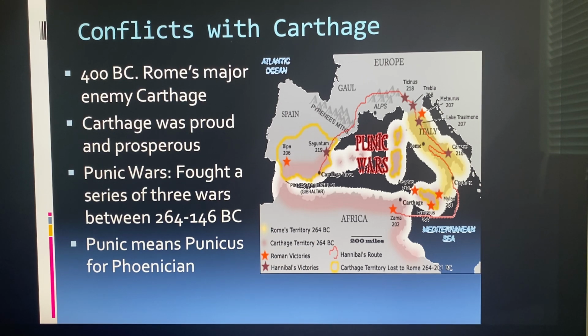Conflicts with Carthage. Okay, these are going to be the first conflicts you're going to need to know, and they're going to be called the Punic Wars. So the first one, Punic War. We're going to go through a lot, but just remember, Punic War, where first it was Carthage.